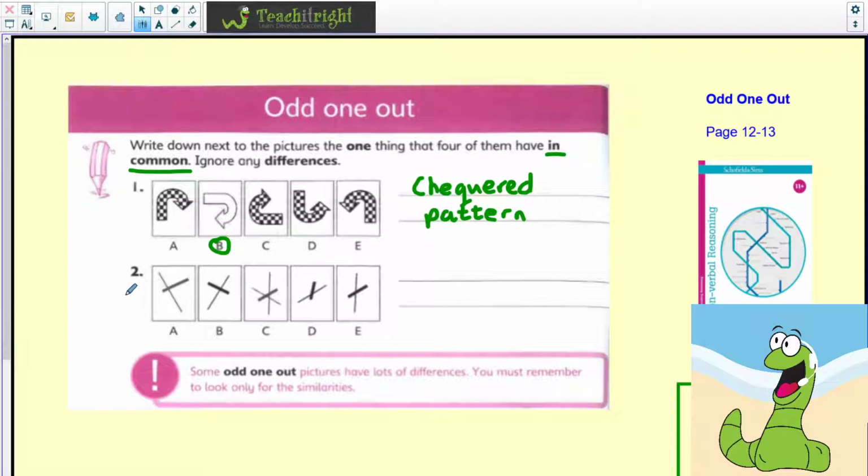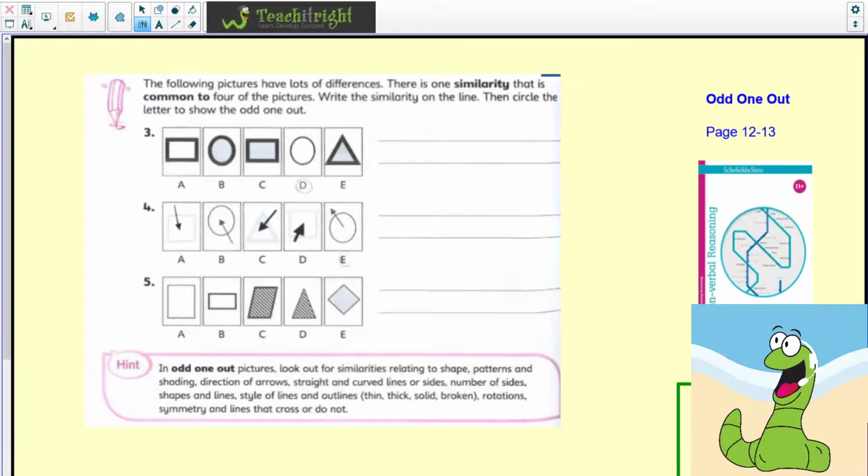Number 2, we can see that A, B, D and E are made up of 2 lines. Whereas C, if you count them carefully, there's actually 3 there. So what have they got in common? You would put down they're made up of 2 lines. Whereas the one that we require as the answer has 3 lines. The little point here says some odd one out pictures have lots of differences. You must remember to look only for the similarities. Let's go down and have a little look at the next set.